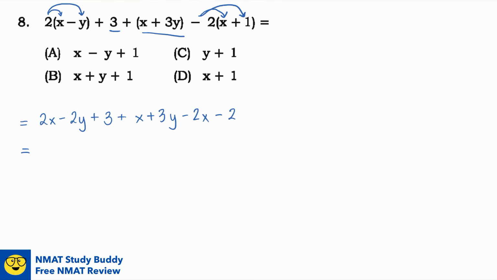I-simplify na lang natin. Meron tayong 2x plus x minus 2x. So, 3x minus 2x is equal to x. And then, negative 2y plus 3y equal yan sa positive y. And then, 3 minus 2 equal yan sa positive 1. So, yung sagot natin dito is x plus y plus 1, which is letter B. Ito.